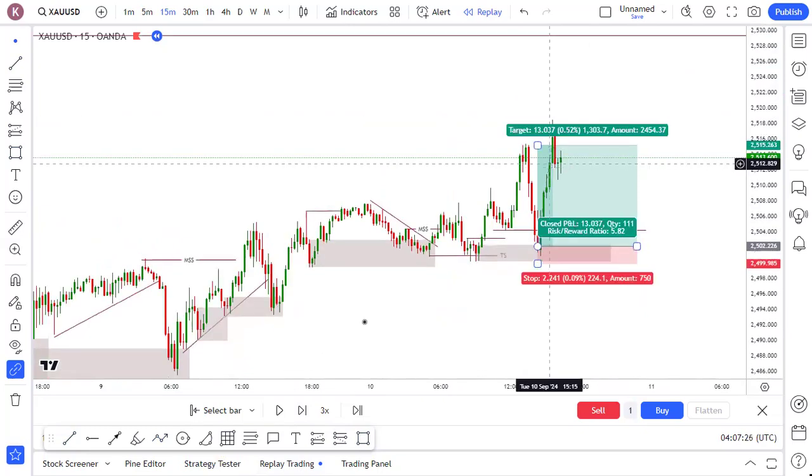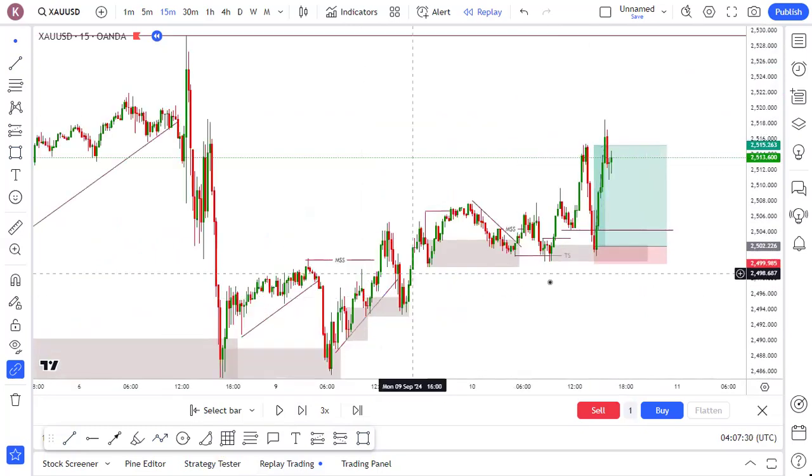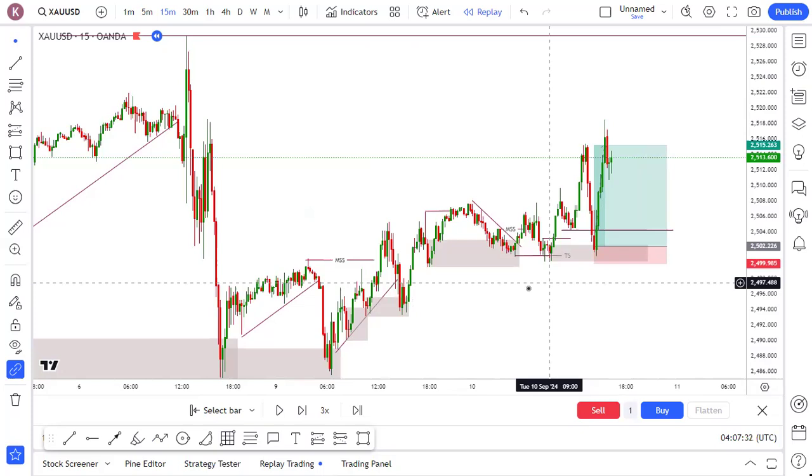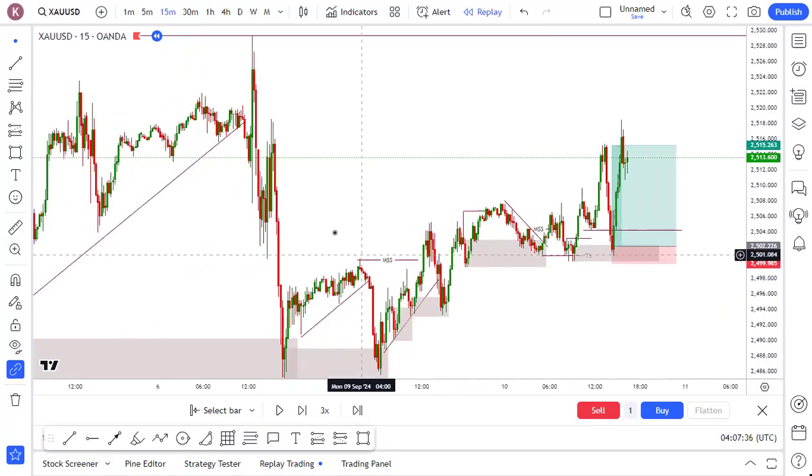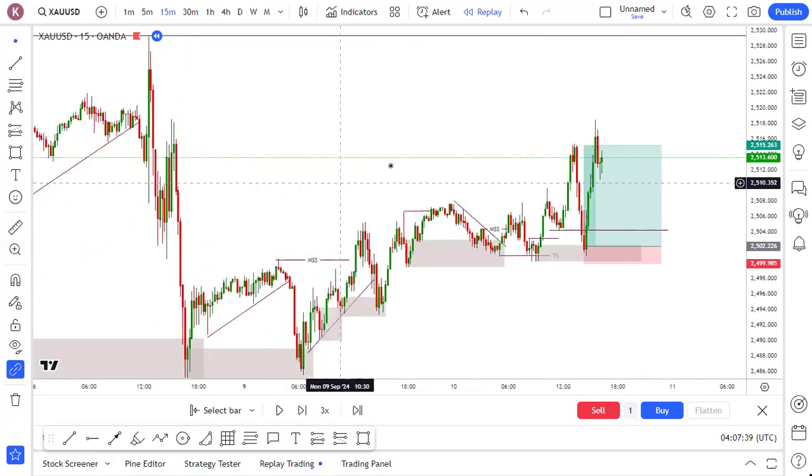Now I think you have seen how these trend lines can actually be used to increase our win rate, and how for those traders who use market structure.